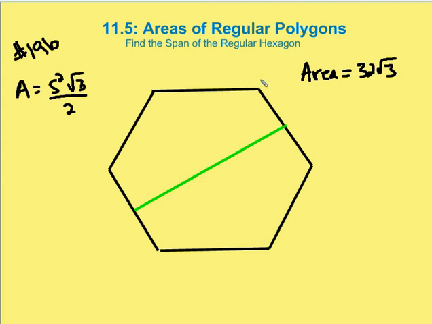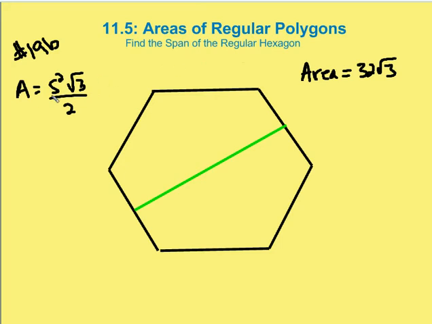Recall that in the first part of this lesson, we derived the formula for the area of a regular hexagon in terms of its side length. We said that the area is equal to x squared root 3 over 2. And we just replaced the x with s, for s to symbolize or stand for the span. So moving back to 19b, we can easily find out what the span is of this regular hexagon.